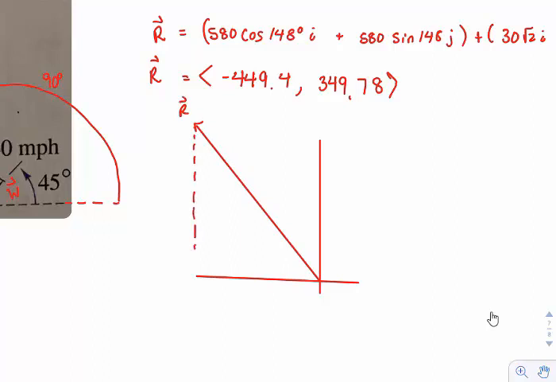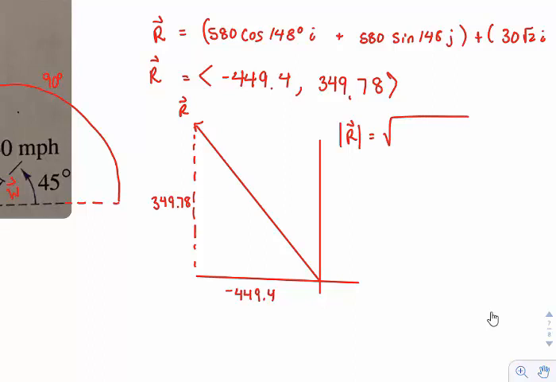But I'm going to set my triangle up here, and this is going to be negative 449.4, and this is 349.78. So define the direction. First thing, well actually let's find the magnitude because that's pretty easy to do. So the magnitude of vector r is going to be the square root of a squared plus b squared.